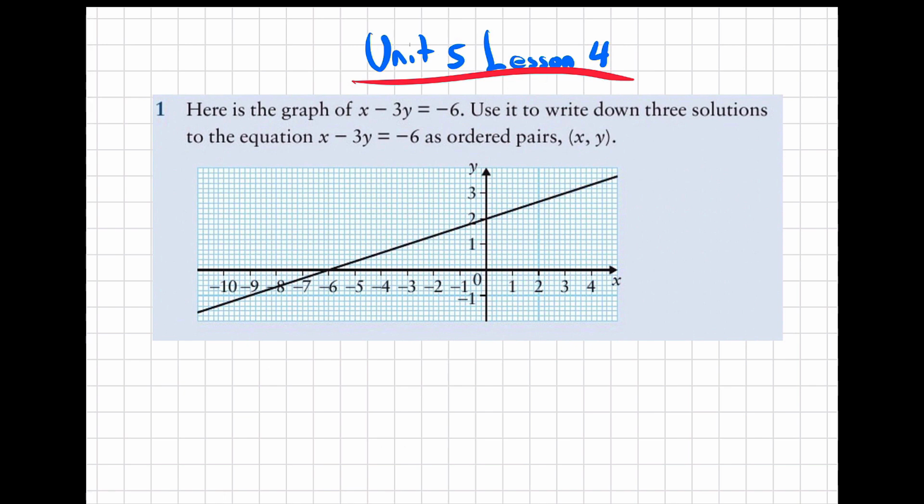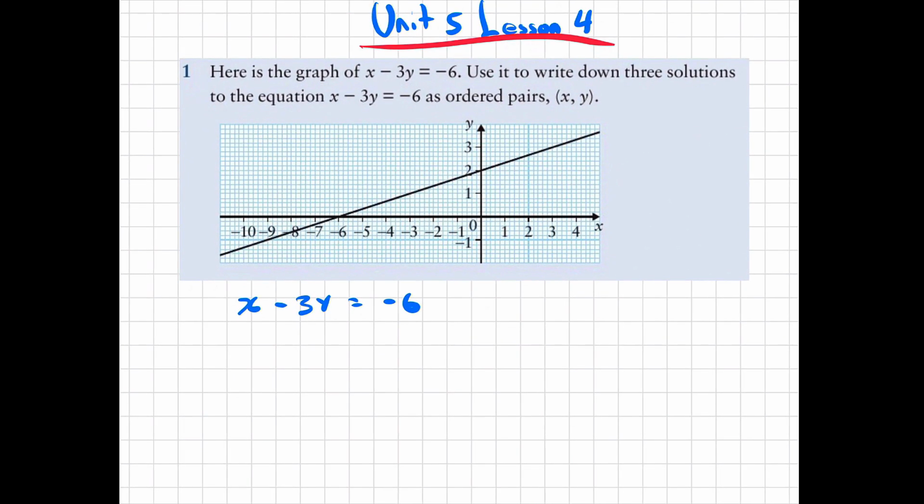Okay, I'm going to do question 1 again in a little bit more of an advanced way. And this is going to help you as you move further along in math up the grade levels. So let's just go back to our original equation right here, which is x minus 3y equals negative 6.